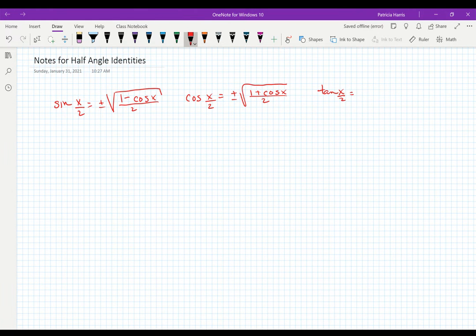X over 2, which actually has two forms, 1 minus cosine x over sine x, or sine x over 1 plus cosine x. Okay, so the thing to remember about these, especially if you're using sine of x over 2 or cosine x over 2, is you have to be aware of where your angle lives.